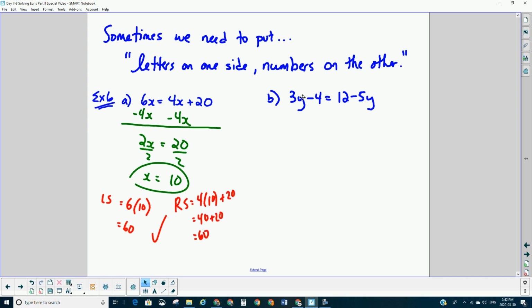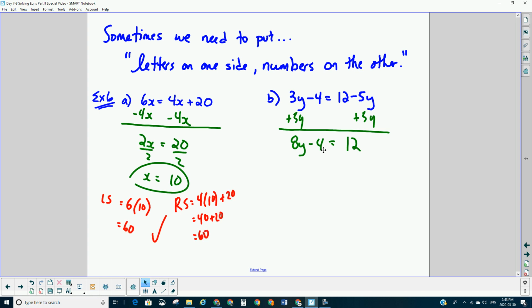In B, again, we see numbers and letters all mixed about. So we'll want letters on one side, numbers on the other side. It doesn't matter which side we put the letters on, but most commonly, I'll put the y's on one side. So in this case, I'm going to add the 5y here, and put the 5y on this side. So I'm trying to take this 5y and bring it over here by doing the opposite operation. 3y plus 5y gives me a total of 8y, and the negative 4 and the 12 remain where they are.